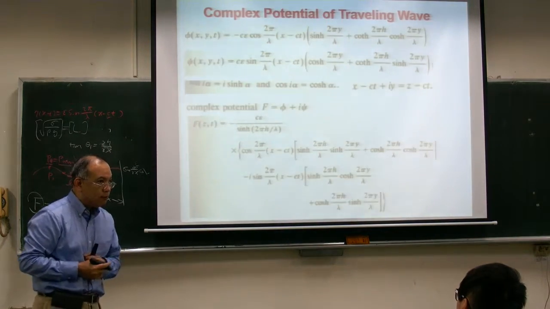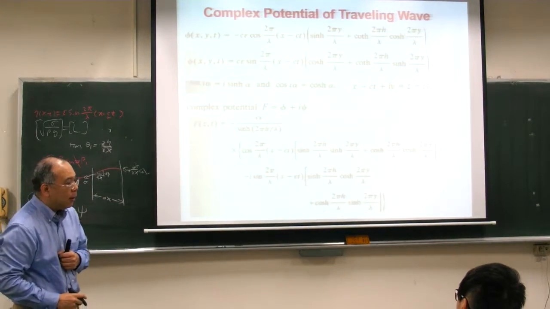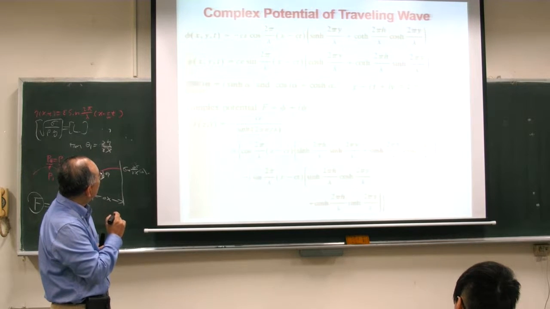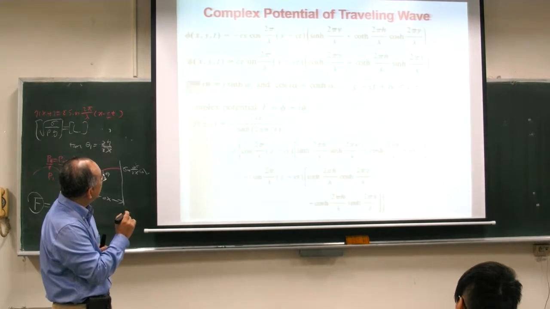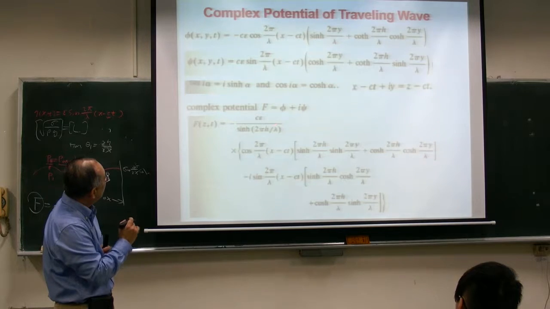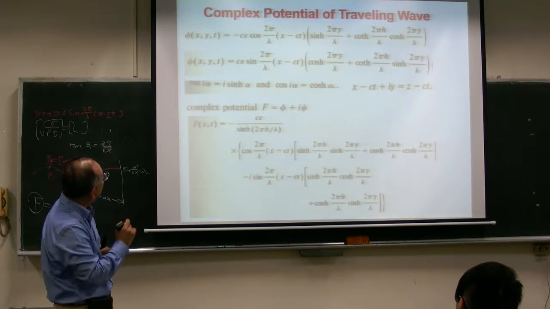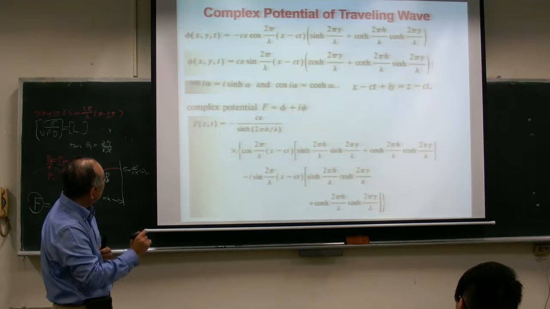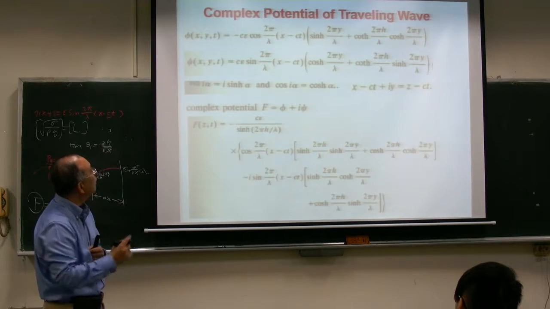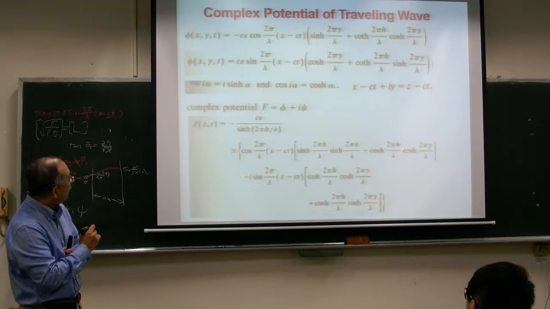And the complete potential is made from the velocity potential and the stream function we just got. Then our complete potential will be phi plus i psi. This is phi, and plus i psi. Okay, this is i times psi here.